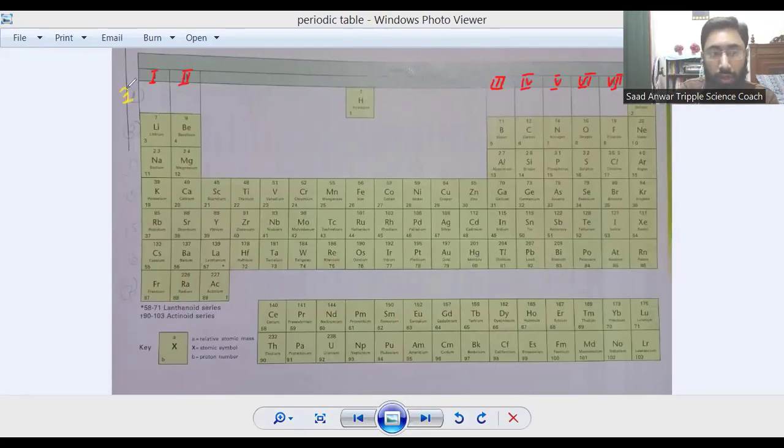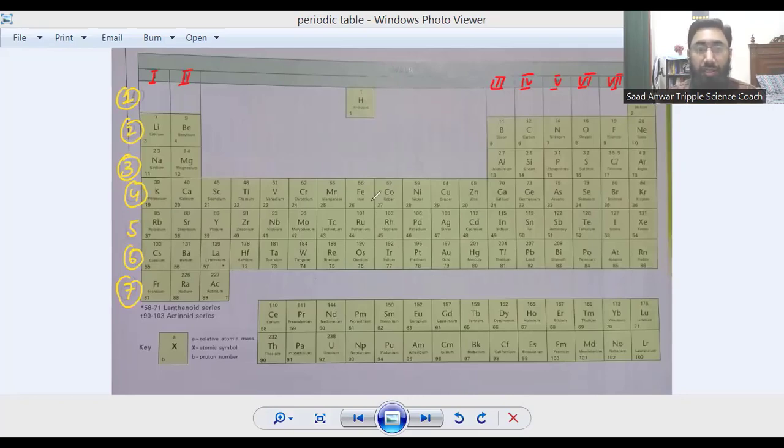This is 1st period, this is 2nd period, this is 3rd period, this is 4th period, this is 5th period, this is 6th period, this is 7th period. So in the periodic table, 8 groups, 7 periods.